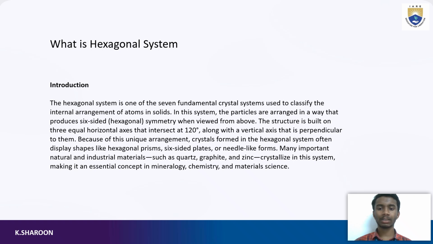Because of this unique arrangement, crystals formed in the hexagonal system often display shapes like hexagonal prisms, six-sided plates, or needle-like forms. Many important natural and industrial materials such as quartz, graphite, and zinc crystallize in the system, making it an essential concept in mineralogy, chemistry, and materials science.